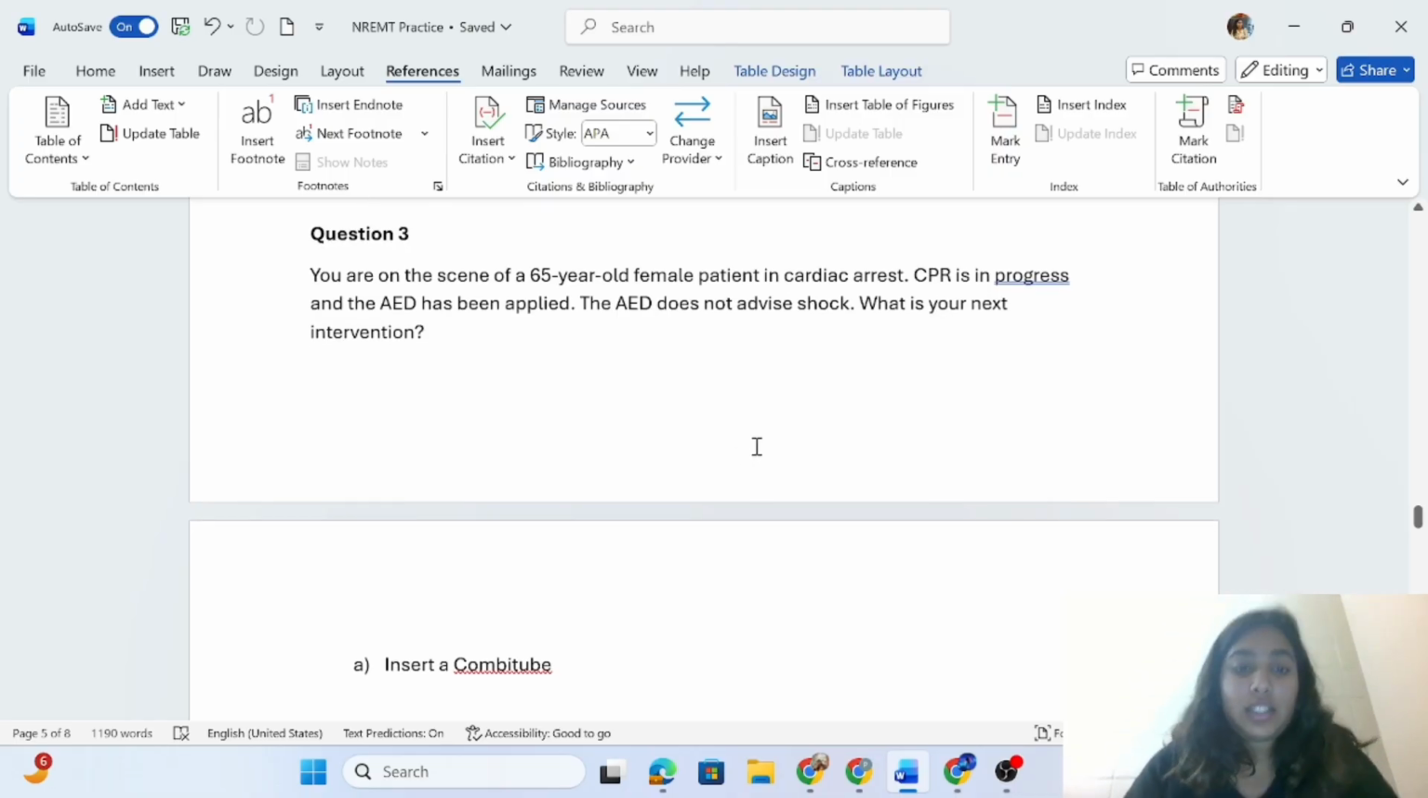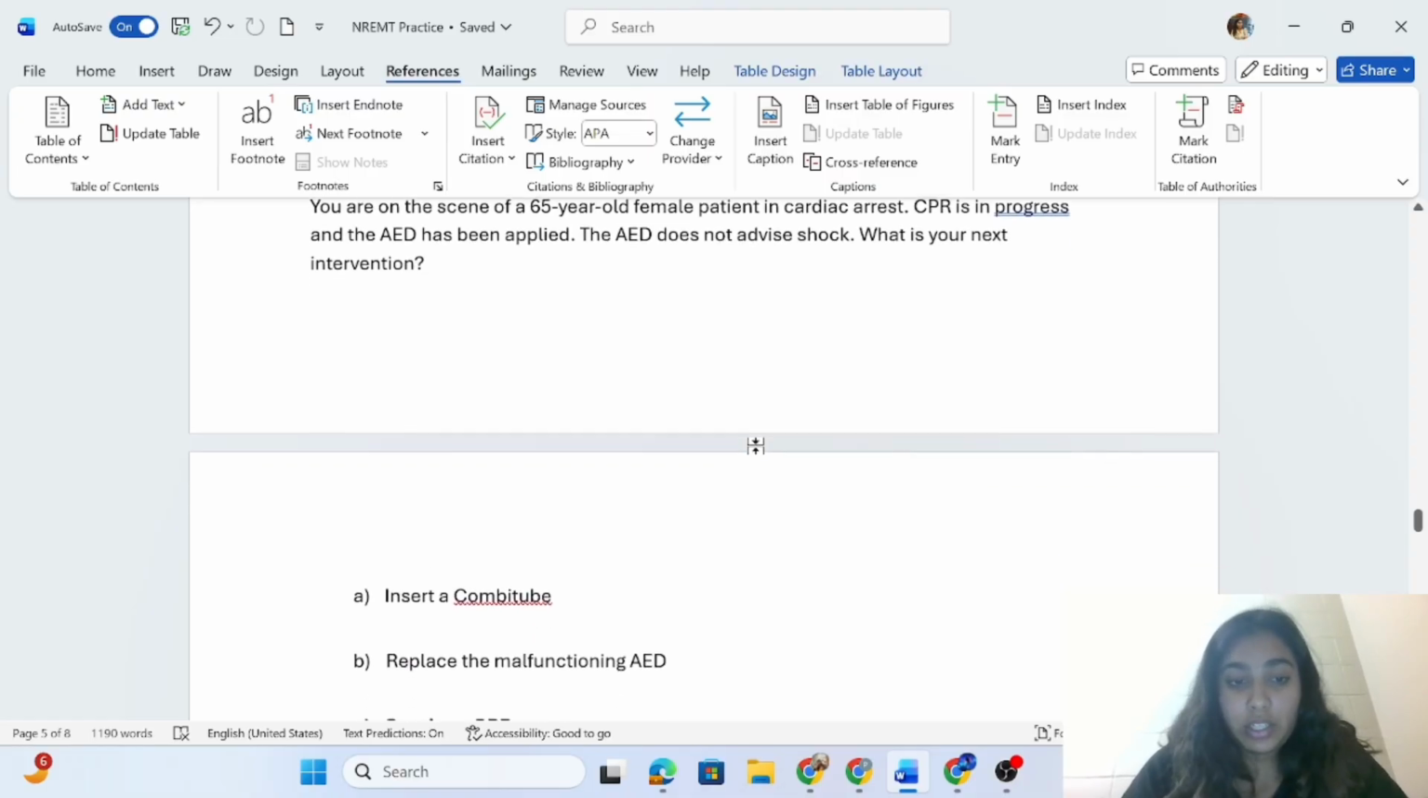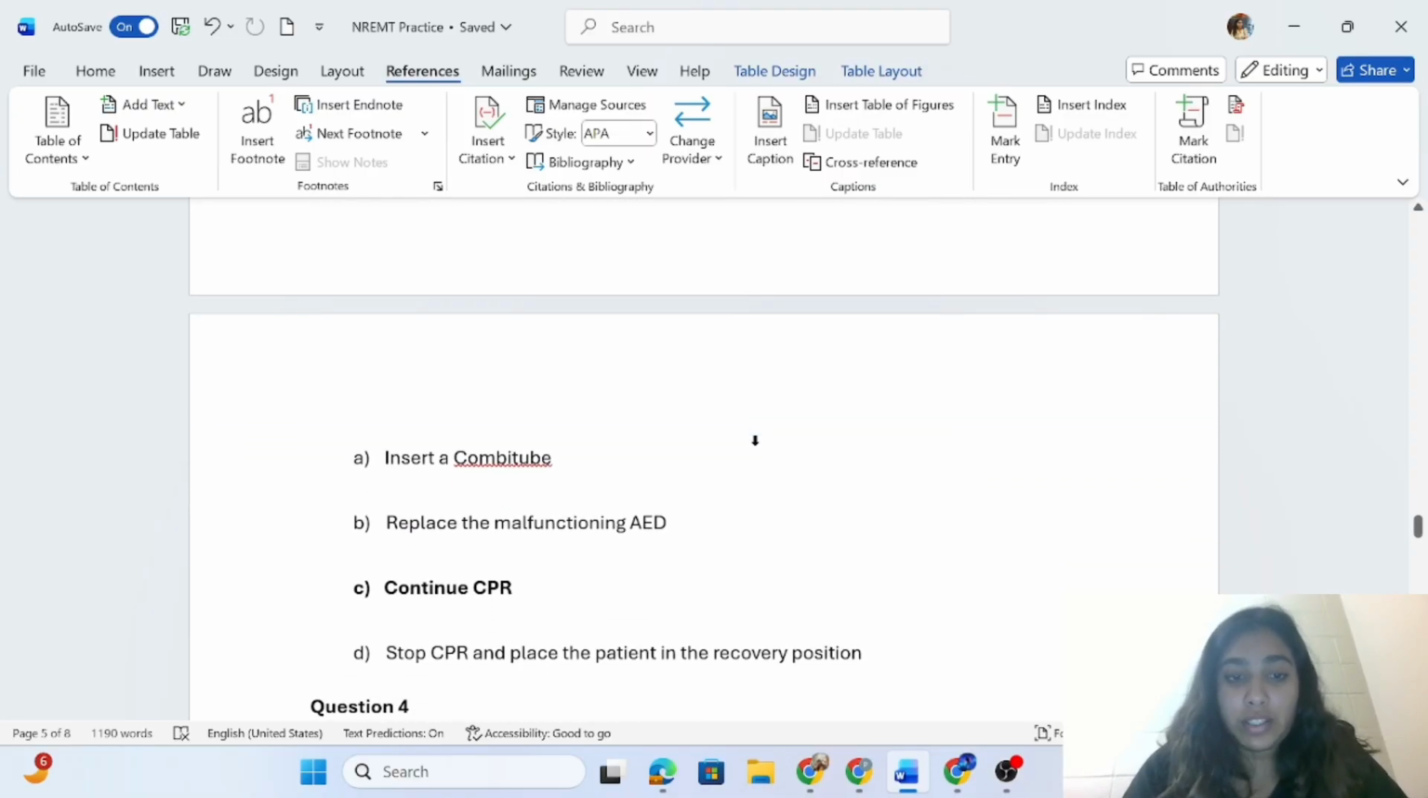You're on the scene of a 64-year-old female patient with a cardiac arrest. Age always matters, because older people are more susceptible to a heart attack than younger patients. CPR is in progress and an AED has been applied. The AED does not advise a shock. What's your next intervention? Insert a Combitube, replace the malfunctioning AED, continue CPR, or stop CPR and place the patient in the recovery position.